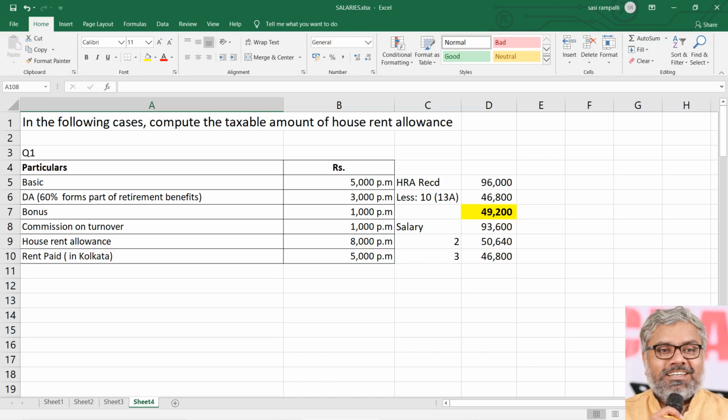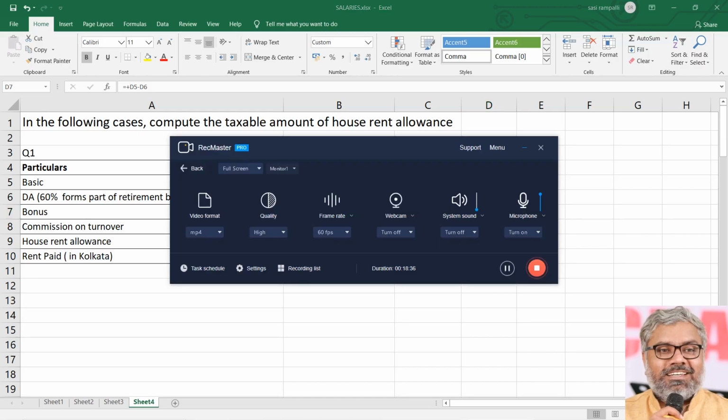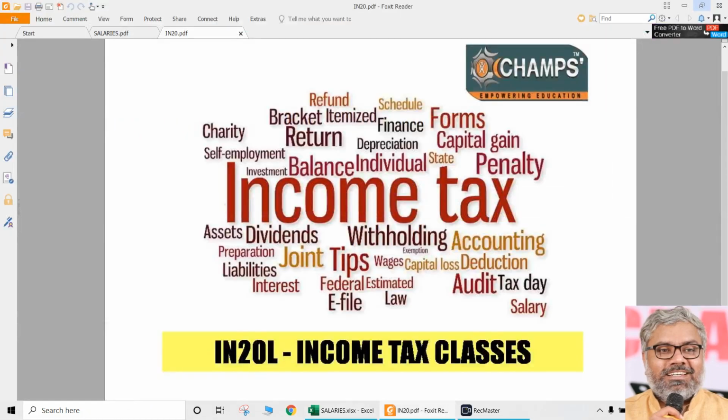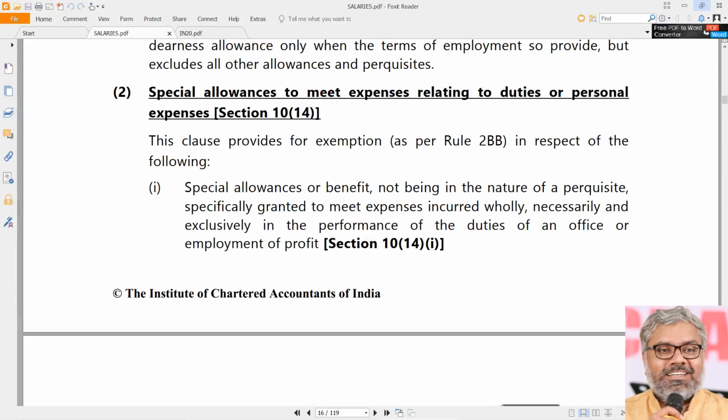Then we have to take whichever is lower as exemption. That should be reduced from the actual HRA received. That gives us taxable HRA. This goes to the main calculation of salary of that person. So this is the discussion on HRA. Now let us move on to other topics like section 10 subsection 14.